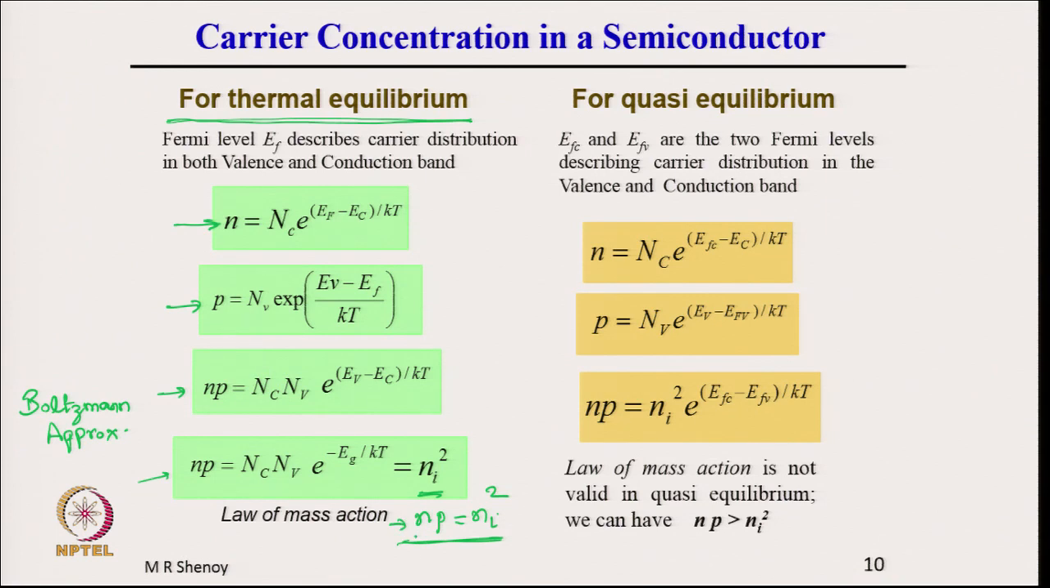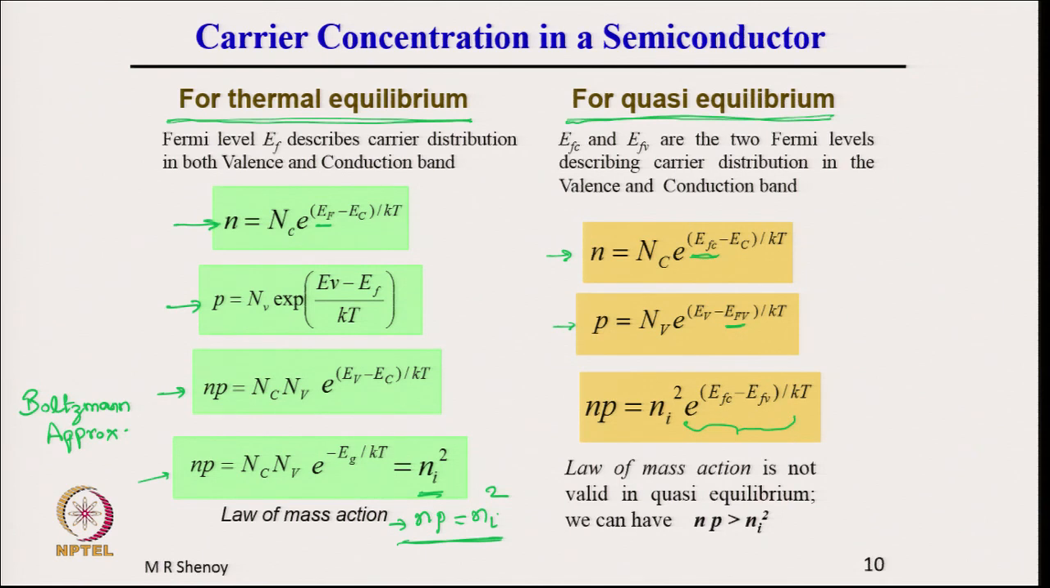which is called the law of mass action in semiconductor physics. When the semiconductor is in quasi equilibrium, this is important, the carrier concentration n is given by Nc into an expression that is similar, but see the difference: here it is EF minus Ec, now we have EFc minus Ec, because the distribution of n is described by a different Fermi function. Similarly, the distribution of p in quasi equilibrium is described by a different Fermi function, and therefore n into p comes out to be ni square into e to the power EFc minus EFv by kT. What we have seen is there is an additional term.